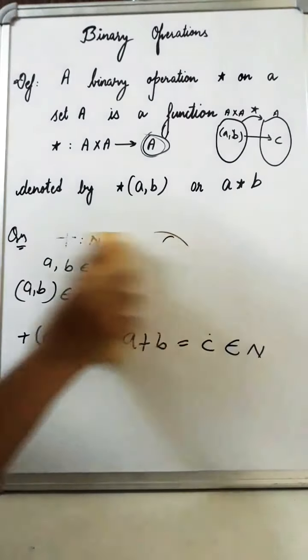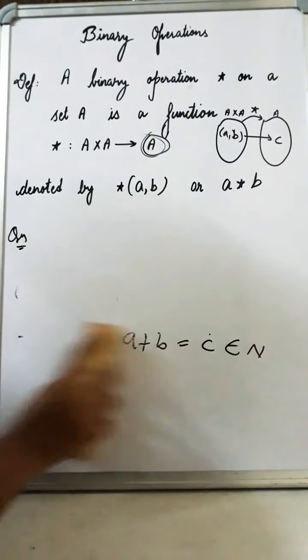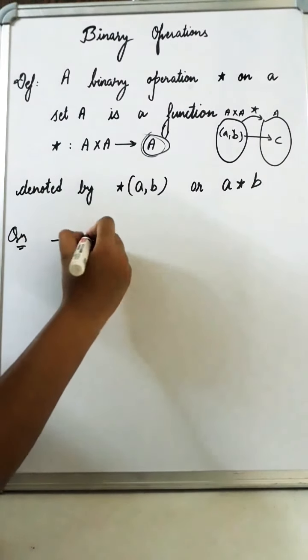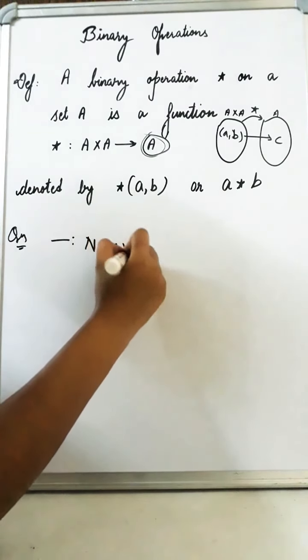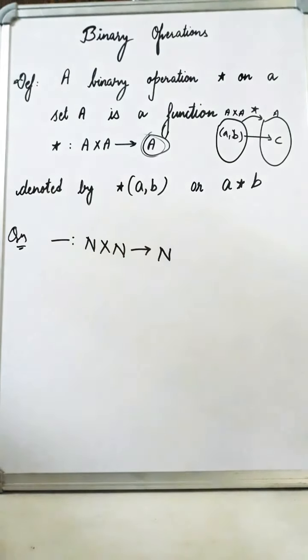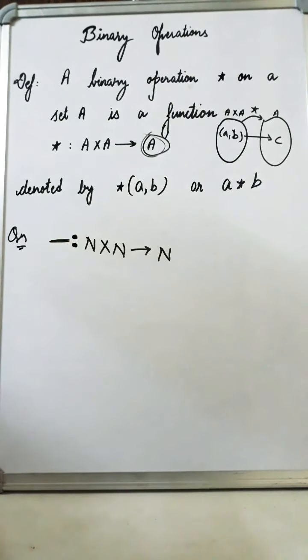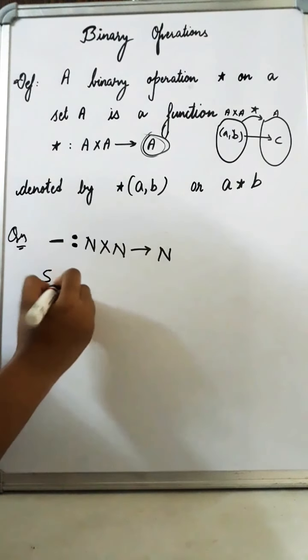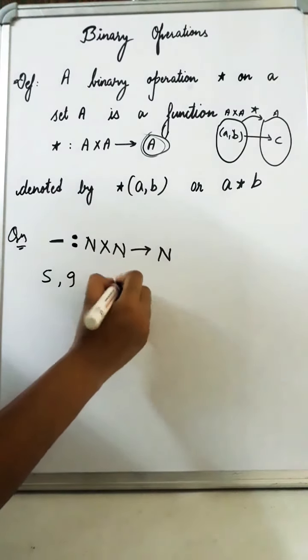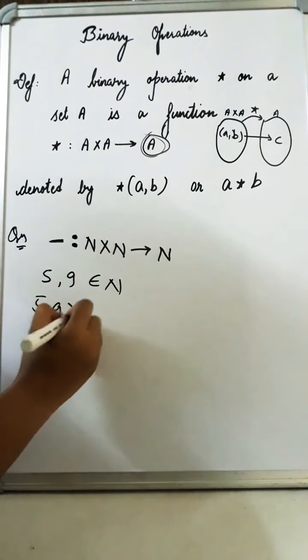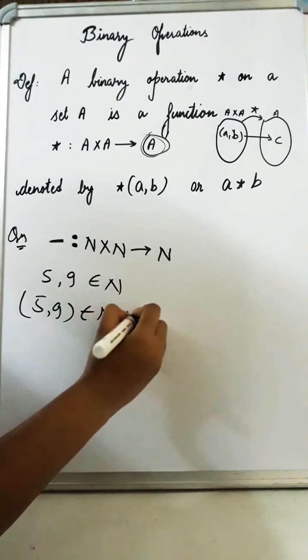Suppose we were to talk about subtraction. Let us check subtraction. Subtraction is mapped from N cross N to N. Now you see, 5 and 9 both are natural numbers only, right? Now let us say 5 comma 9 belongs to N cross N.